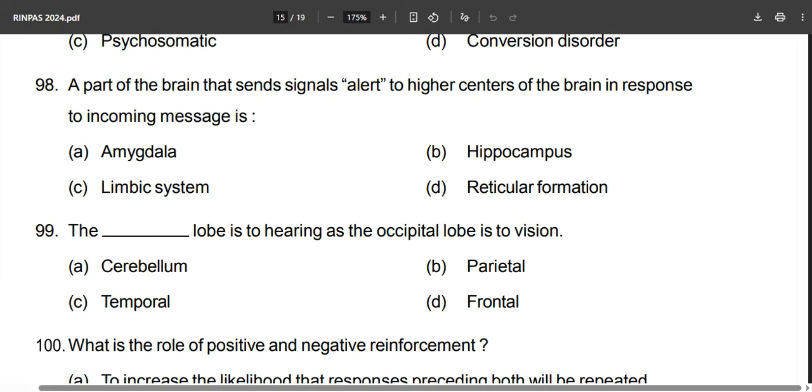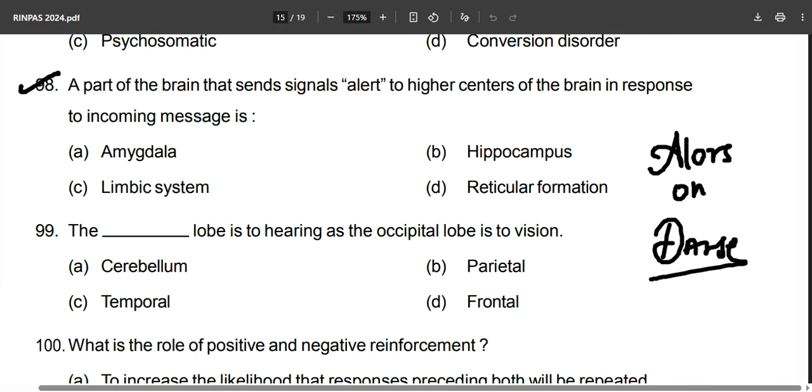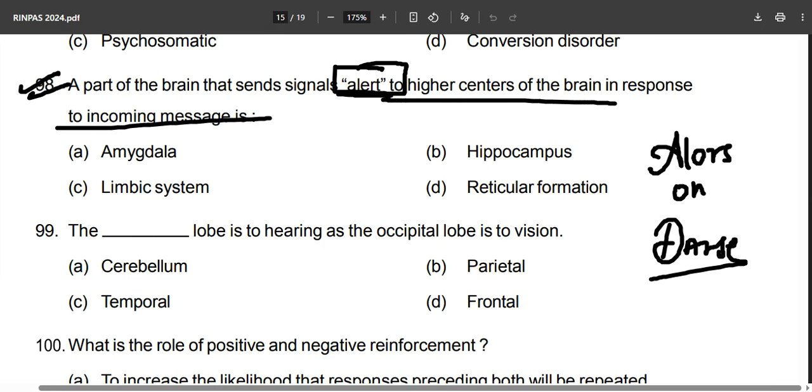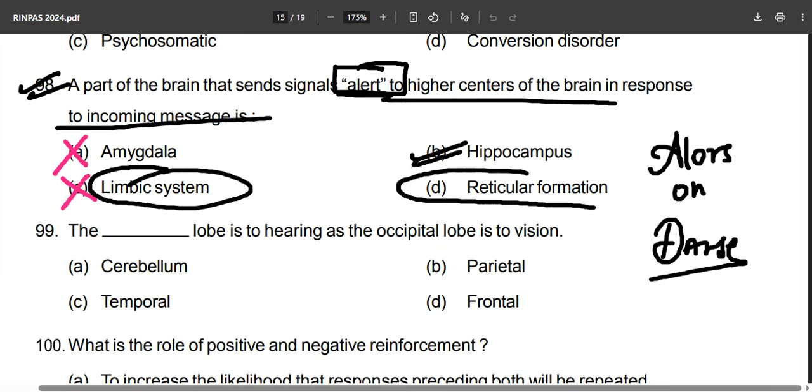And see, in the same paper, you can do question number 98. It is asking about a part of the brain that sends alert signals to higher centers of the brain in response to incoming messages. Of course it is not the amygdala. Why? In this case we will not mark the limbic system. What will the hippocampus do? The correct answer is option D, RF, reticular formation.